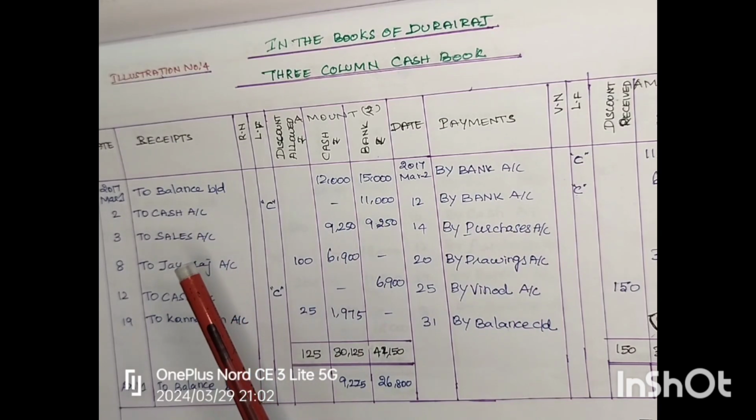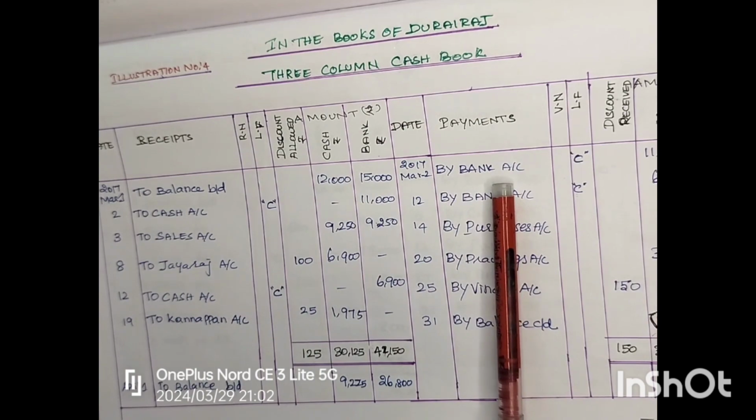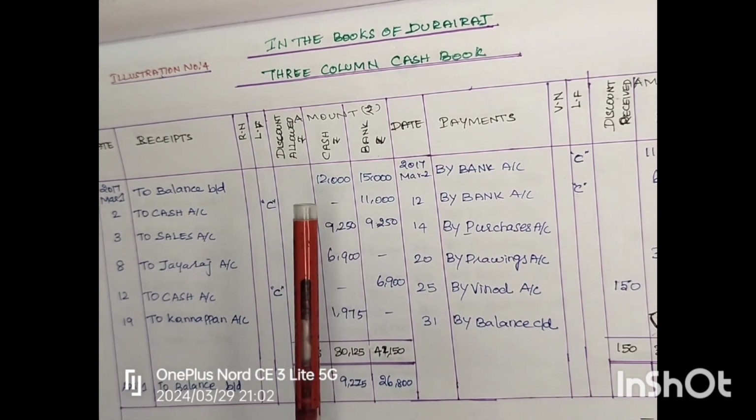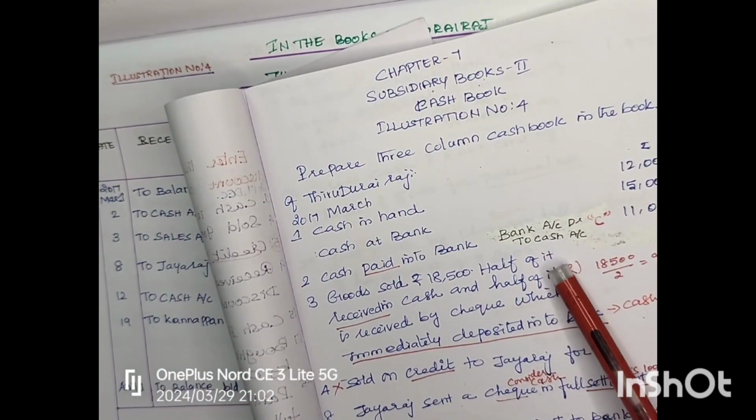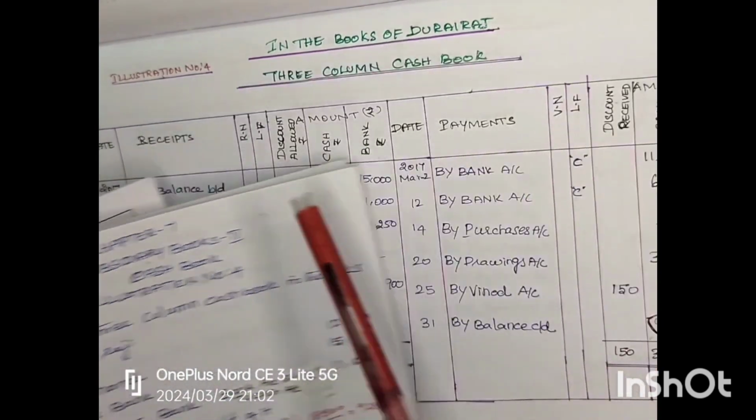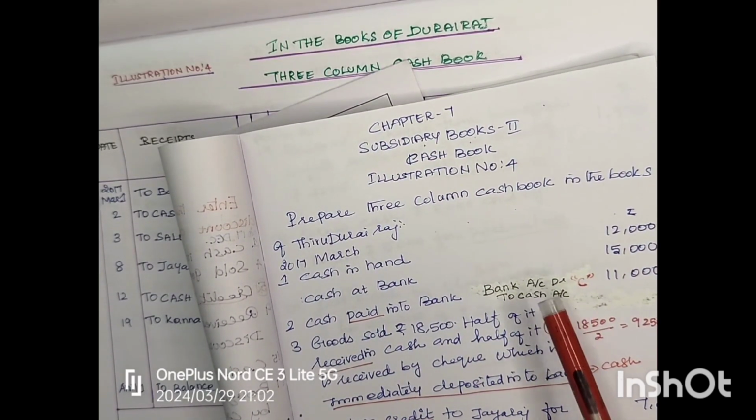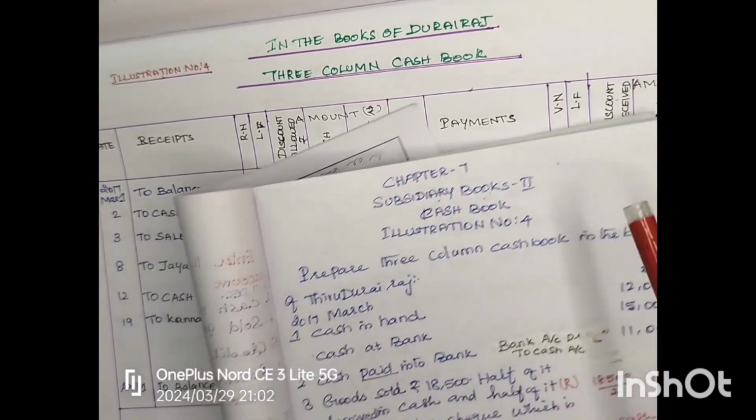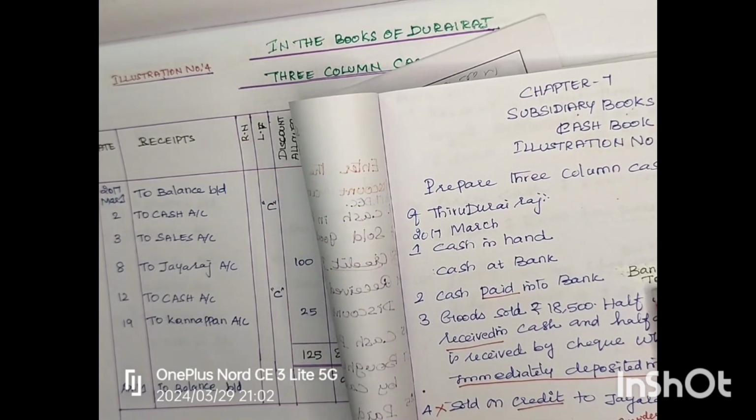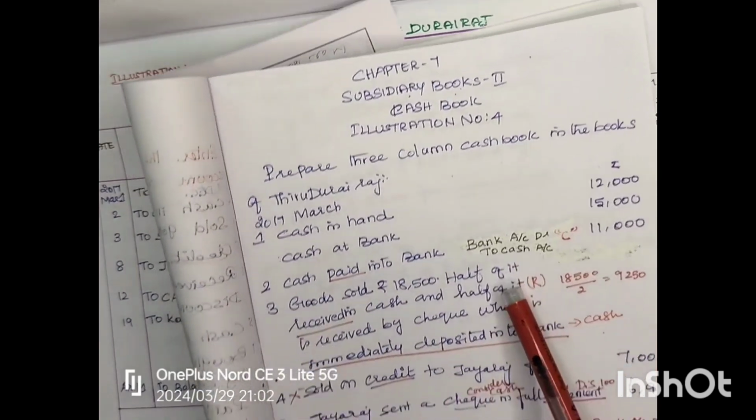Contra means the particular entry is posted on the other side, that means the contra side, in the same book. So we have posted the bank account on the debit side. Then let's see the cash account. You have to enter both accounts on both sides. We already entered 11,000 rupees in the bank column on the debit side. Now we go to the credit side.